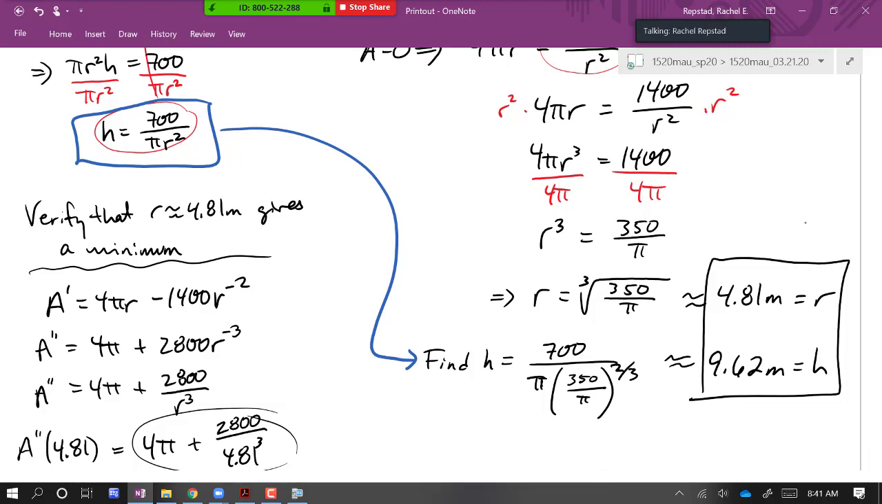How's that? Any questions about how we solved that, how we set it up? Okay. So that's the end of this section.